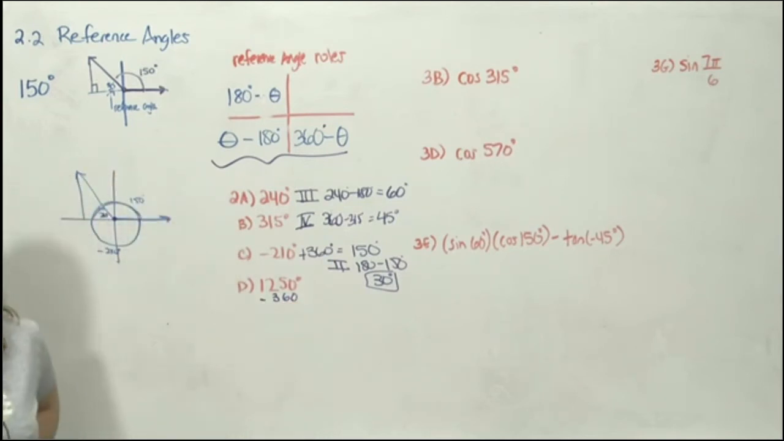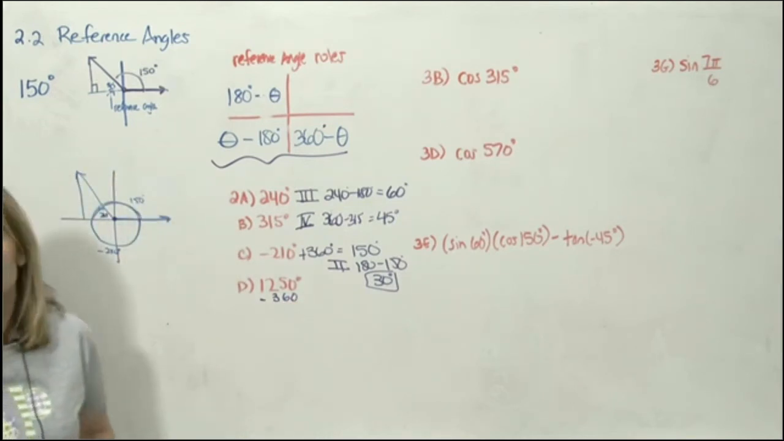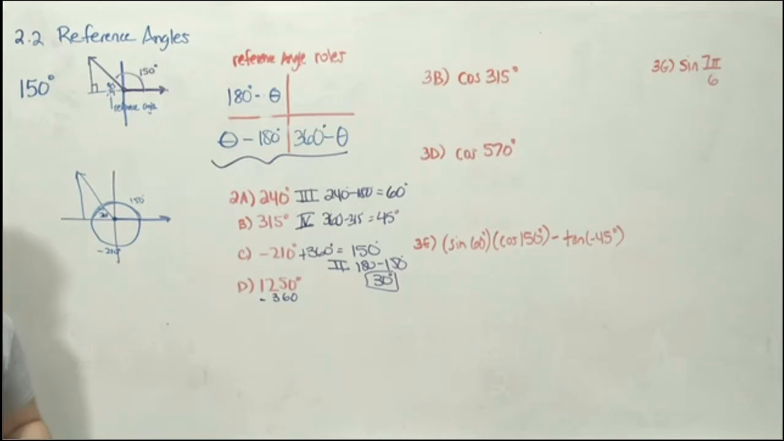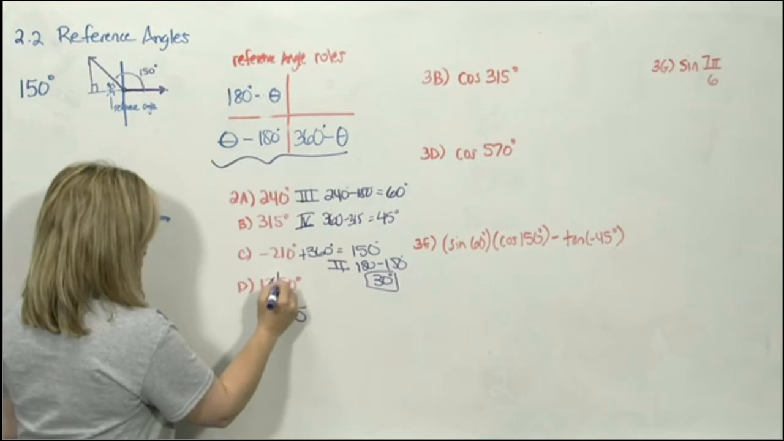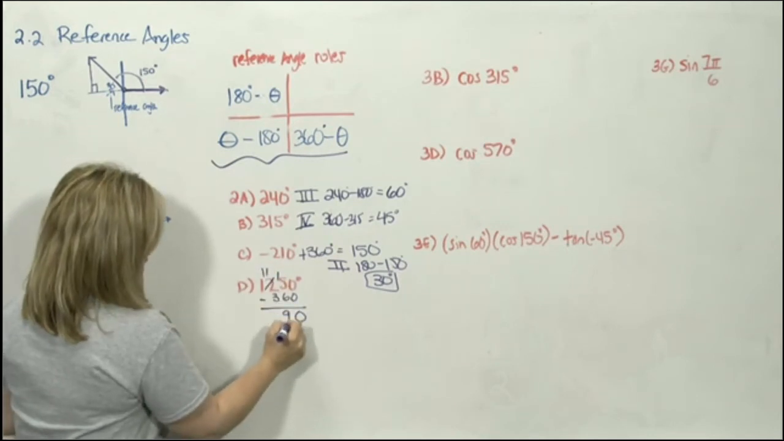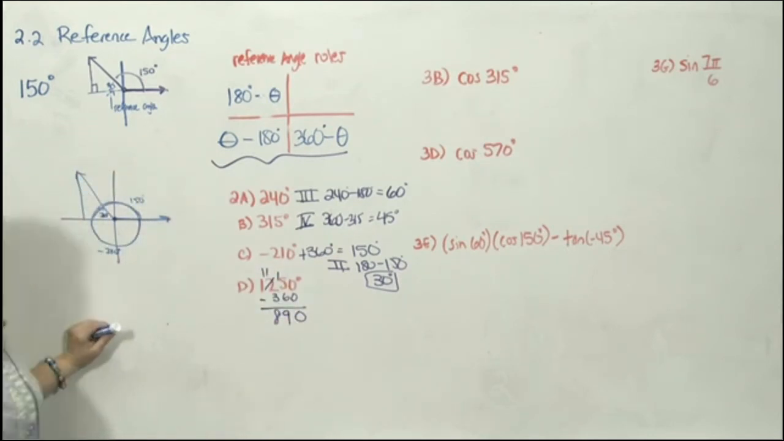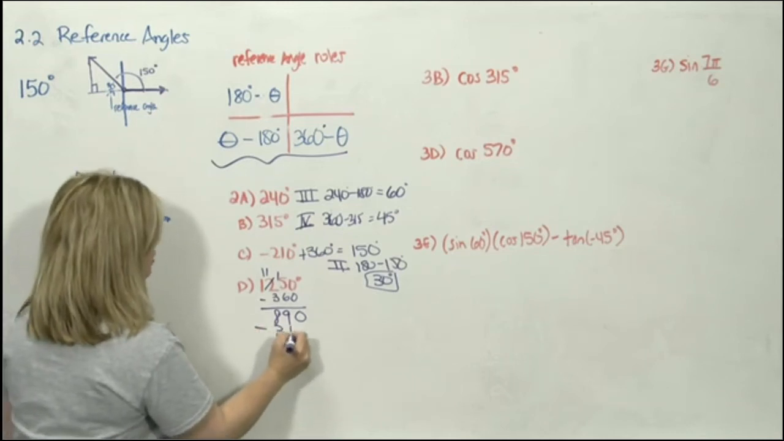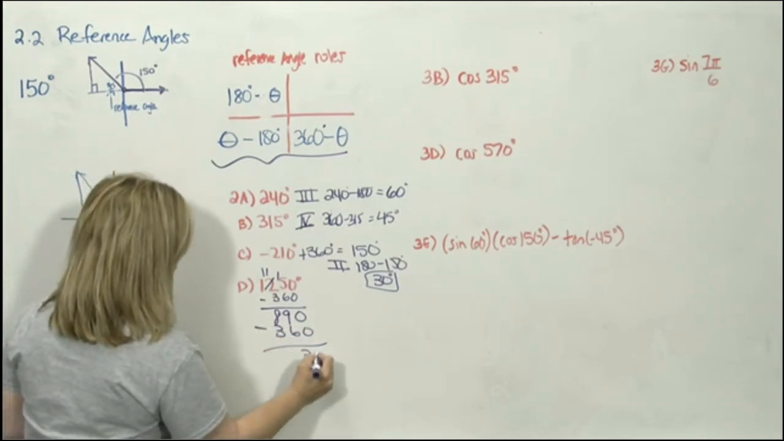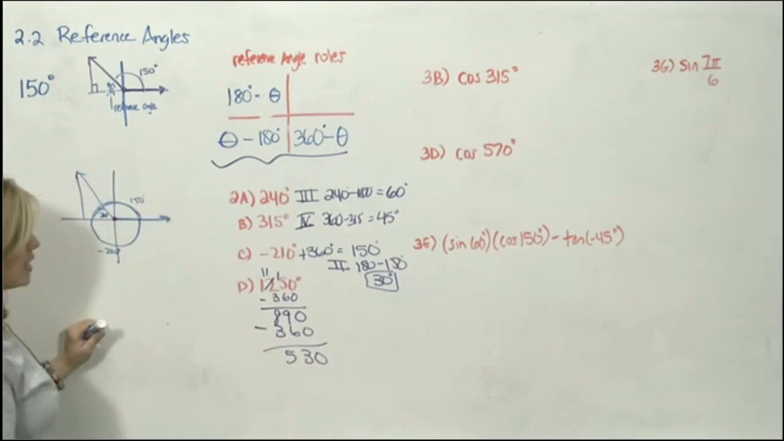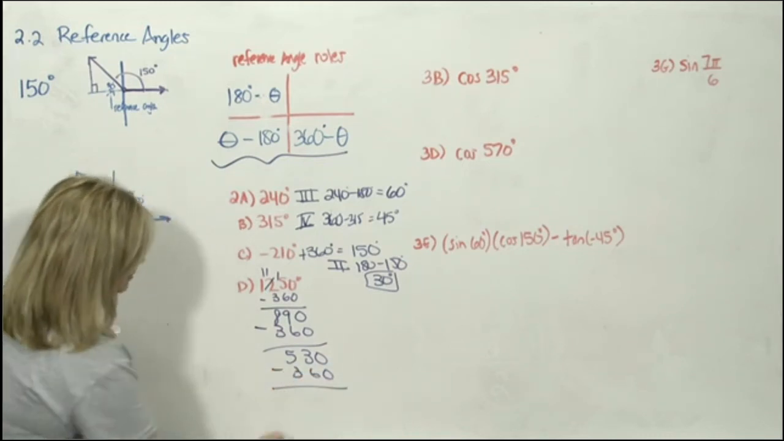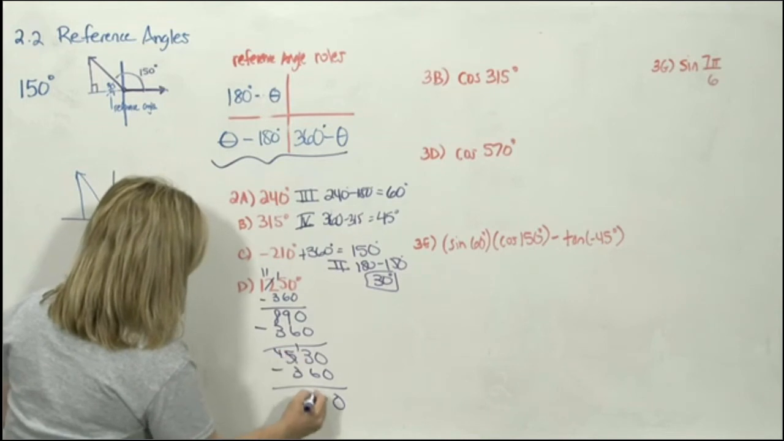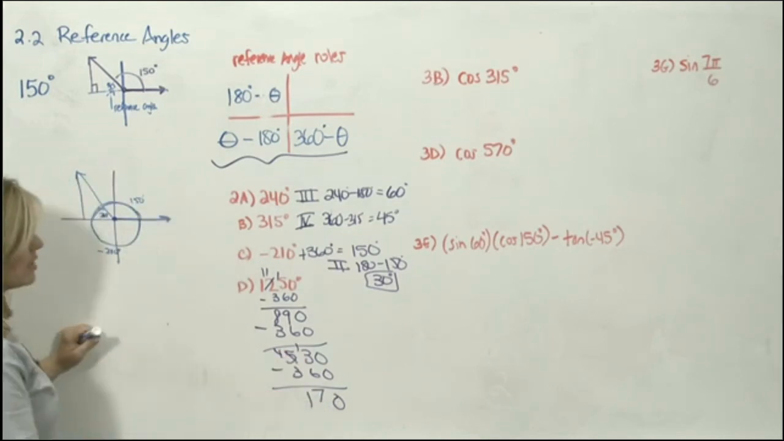Now the question is, how many times would you subtract 360? This is why calculators are lovely, handy. If you subtract 360 once, that's going to give me 890. That's not good enough. If I subtract 360 twice, I'm going to get 530. That's not good enough. If I subtract 360 3 times, I get 170 degrees.